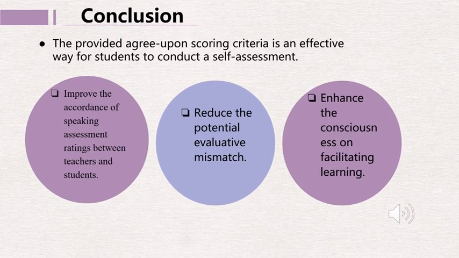In conclusion, the researchers stated that if learners are provided with the teacher's agreed-upon criteria and then practice doing the self-ratings according to these criteria, this could be an effective way to improve the accordance of speaking assessment ratings between teachers and students. Moreover, the potential evaluative mismatch could be minimized due to the employment of the given assessment criteria, and the speaking rating is possible to achieve accuracy. Besides, self-assessment helps learners enhance their consciousness and facilitates their learning.